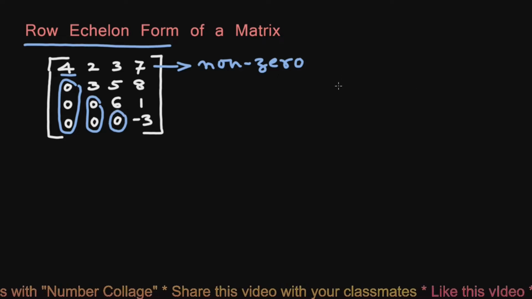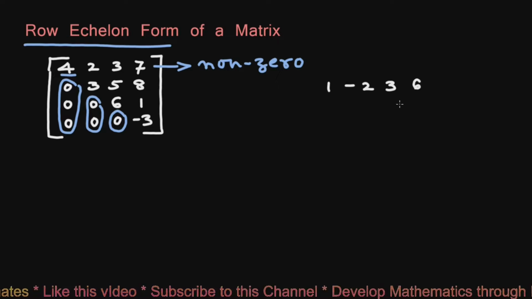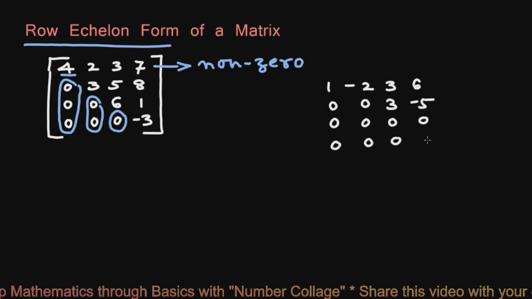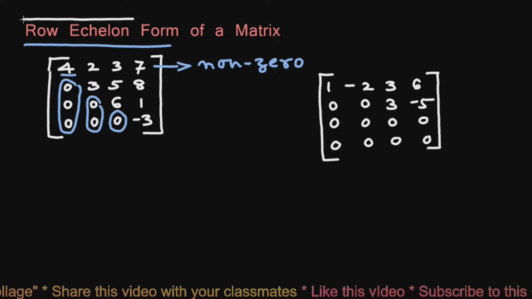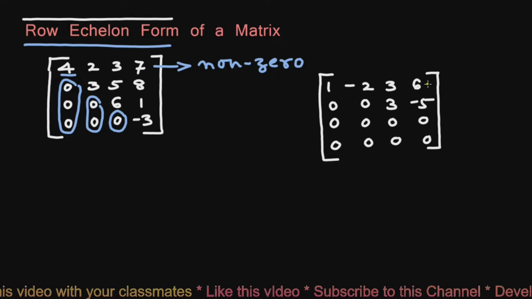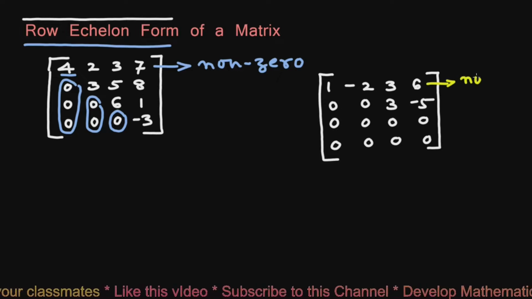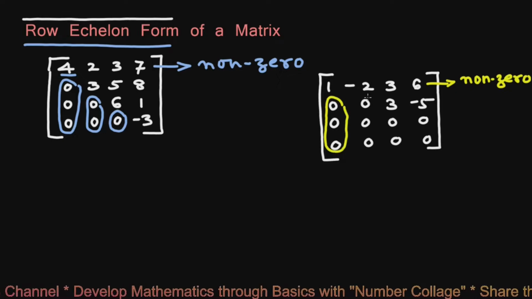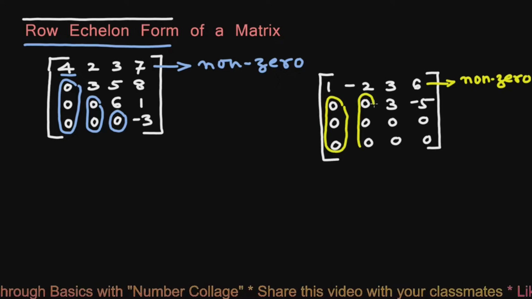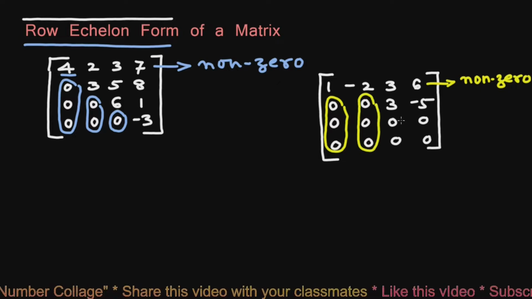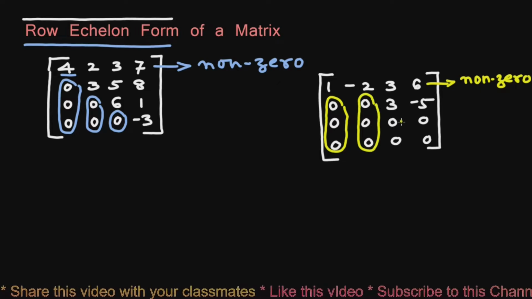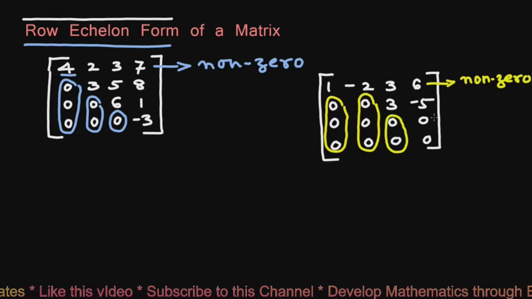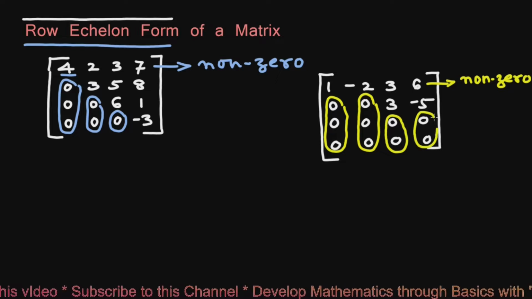Or a matrix of the form 1 minus 2 3 6, 0 0 3 minus 5, 0 0 0 0, 0 0 0 0 is also called a row echelon form of a matrix because the first row is non-zero. Elements under the first element of the first row are all zeros. Then under the second element of the first row are also 0 and the elements below the third element of the second row are all zeros and that below the fourth element of the second row are also 0.